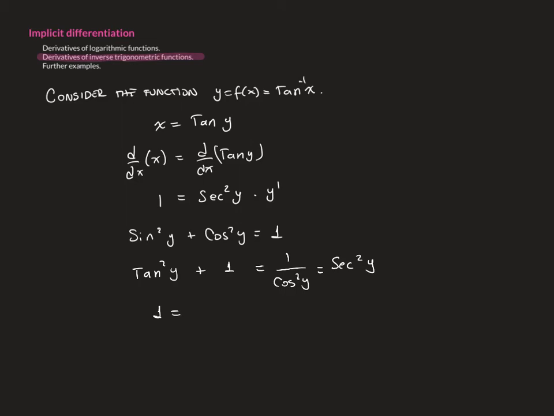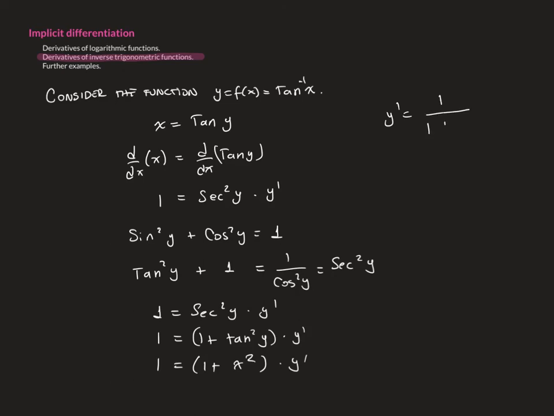Now going back to our derivative, 1 equals secant squared of y times y dash. I'm going to do the substitution of secant squared of y. I'm going to substitute 1 plus tangent squared of y times y dash. So that means I need to put parentheses right there. And I can go back to the first equation that I wrote, and that is x equals tangent of y. So we can substitute tangent of y with x, and this is 1 equals 1 plus x squared times y dash. Now solving for y dash, we get y dash is equal to 1 over 1 plus x squared. That means the final answer is going to be the derivative with respect to x of tangent minus 1 of x is equal to 1 over 1 plus x squared.